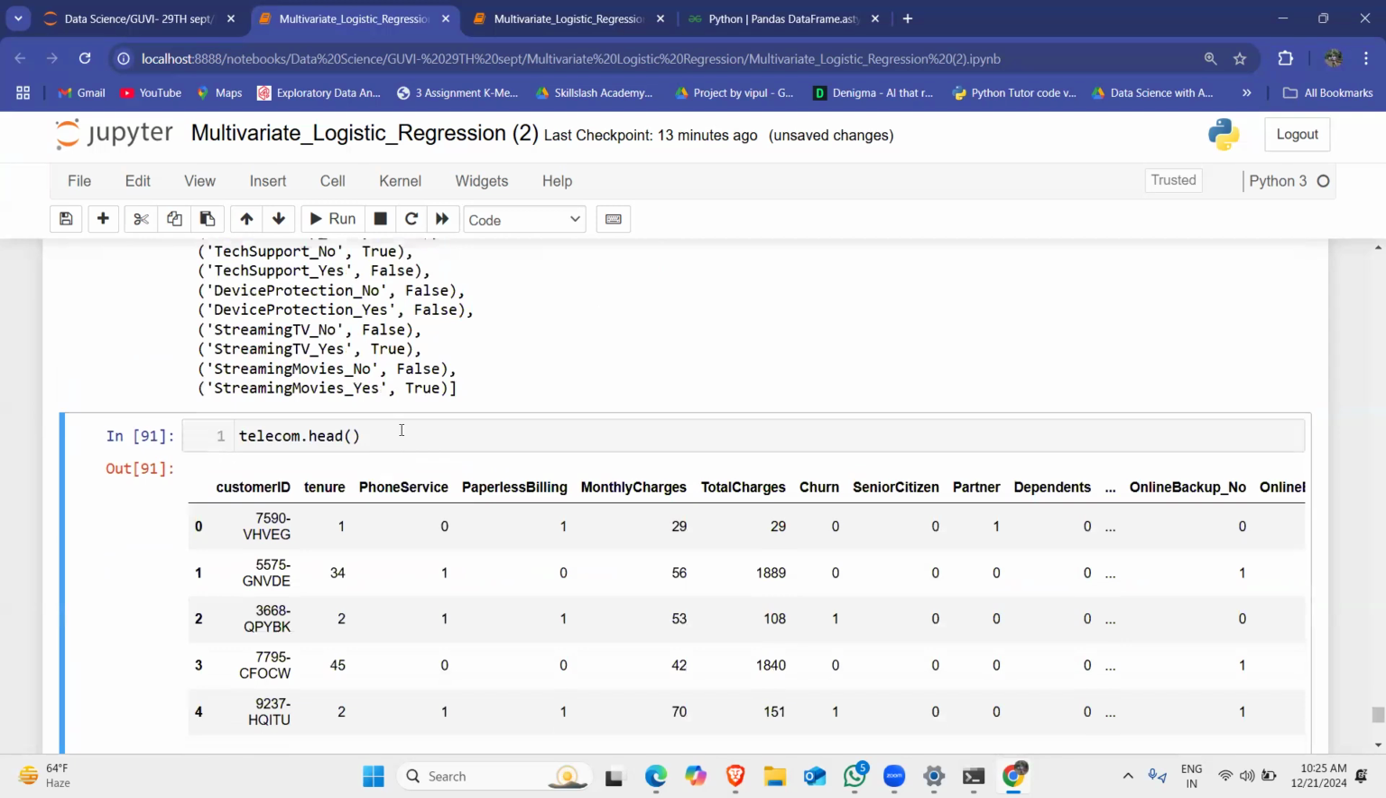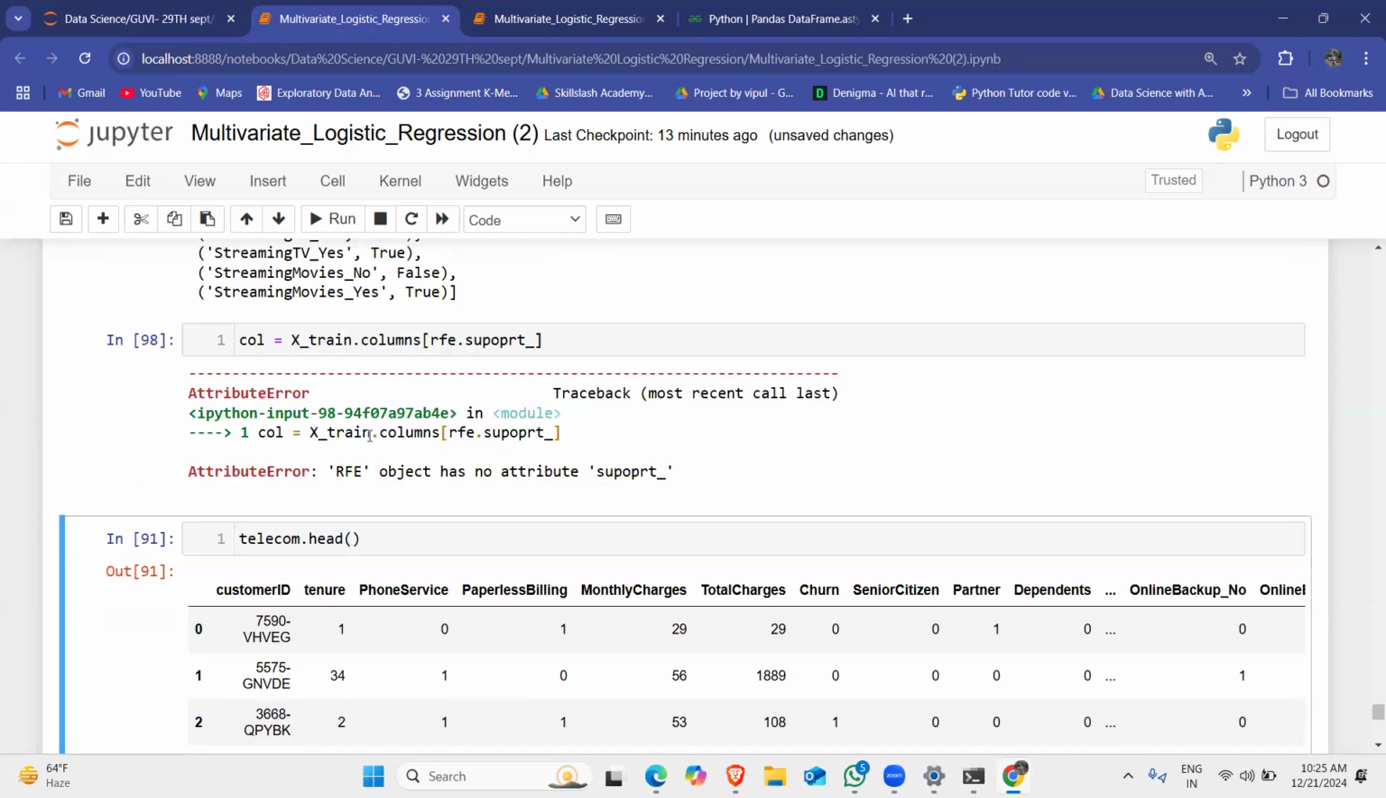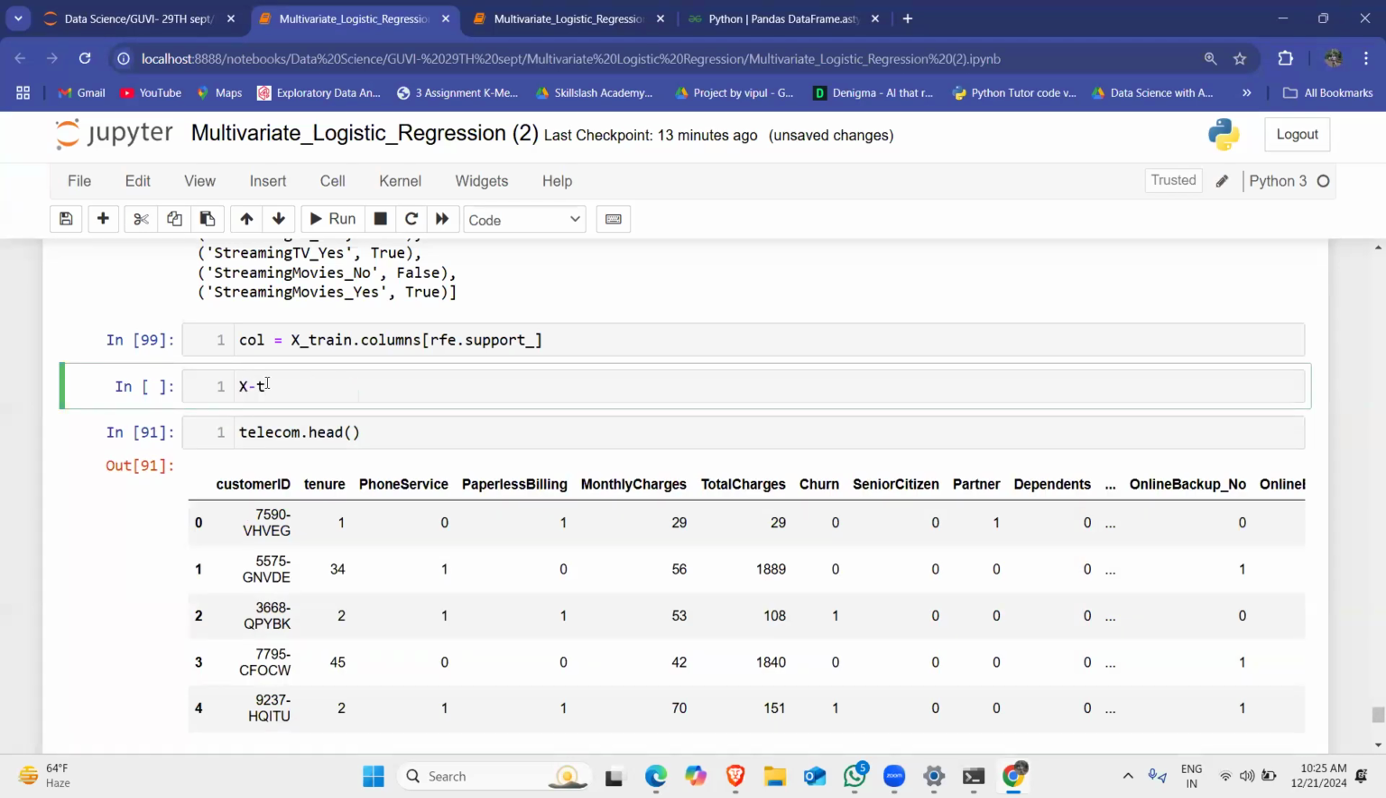So these are the columns that we have selected. Now we will convert this into a col variable. col is equal to X_train.columns of rfe.support_, and no attribute support. Support spelling is wrong. And we will just define a variable X_train.columns of negation rfe.support_.